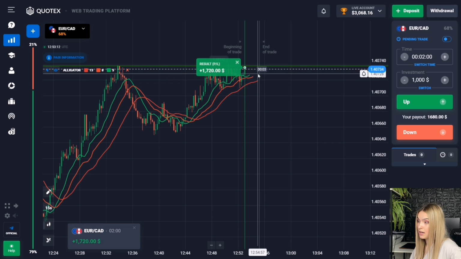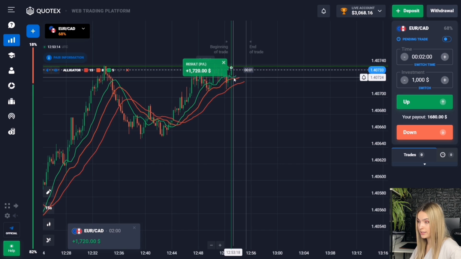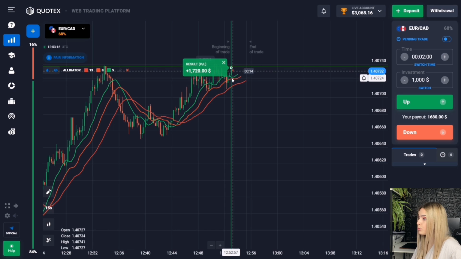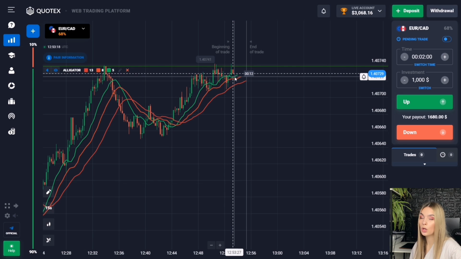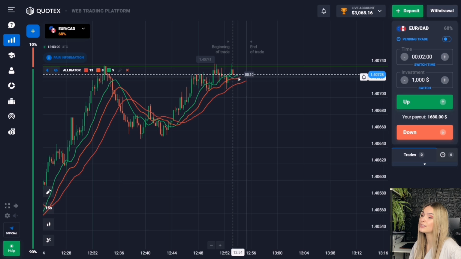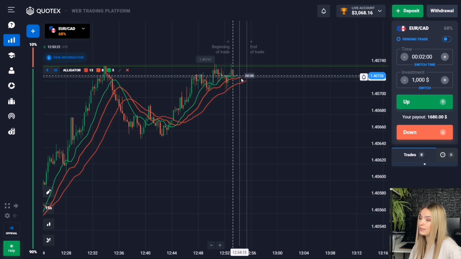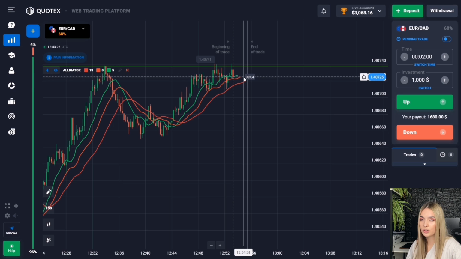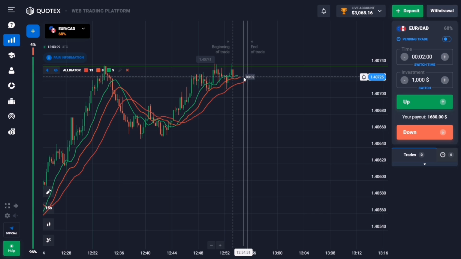So guys, the price has again entered the pro-trading zone, but this level has not been broken yet. But in any case, the closing point of our deal turned out to be higher than the opening point, and this means that we made a profit. Everything is going great. Let's continue, guys.